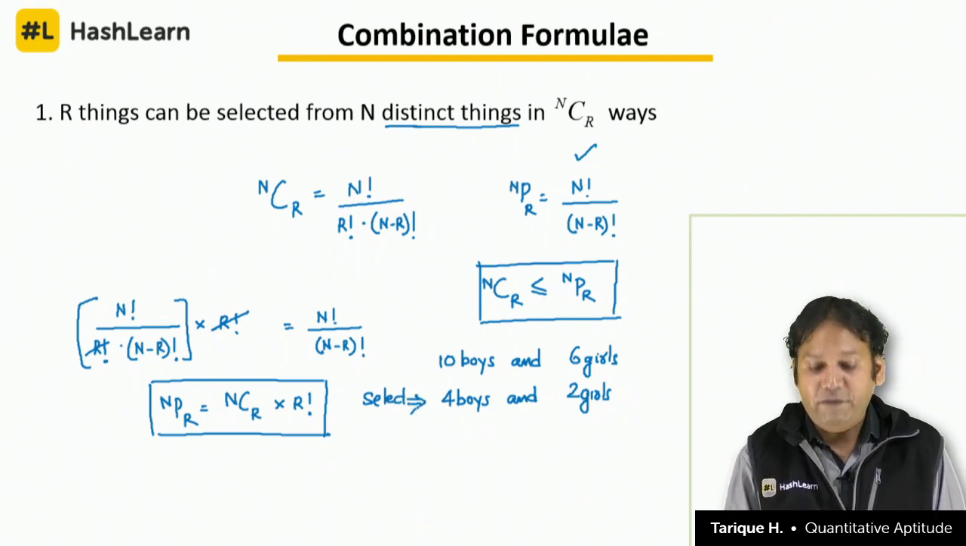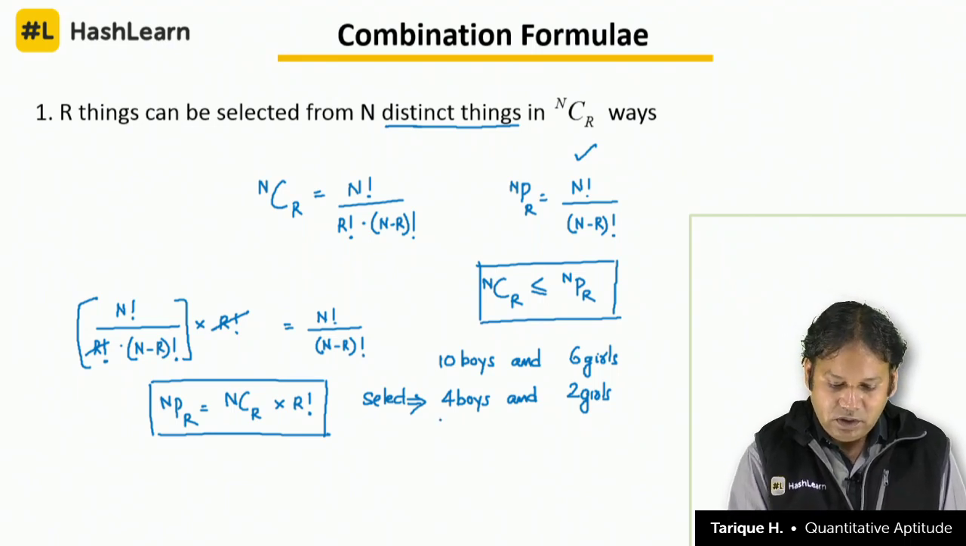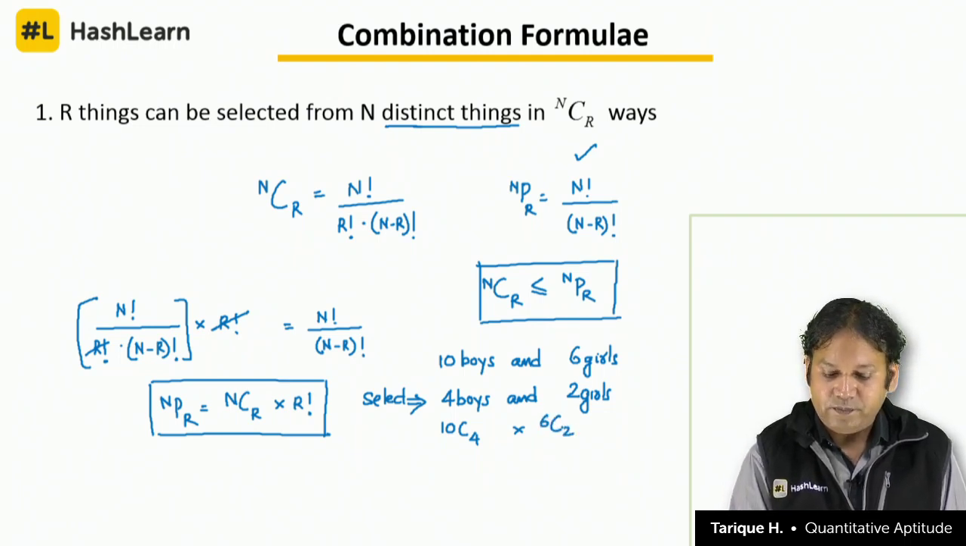You have to make a team of 4 boys and 2 girls from 10 boys and 6 girls. So the number of ways we can select 4 boys from 10 boys is 10C4, and "and" means multiplication. The number of ways in which you can select 2 girls from 6 girls is 6C2. So the answer will be 10C4 into 6C2.